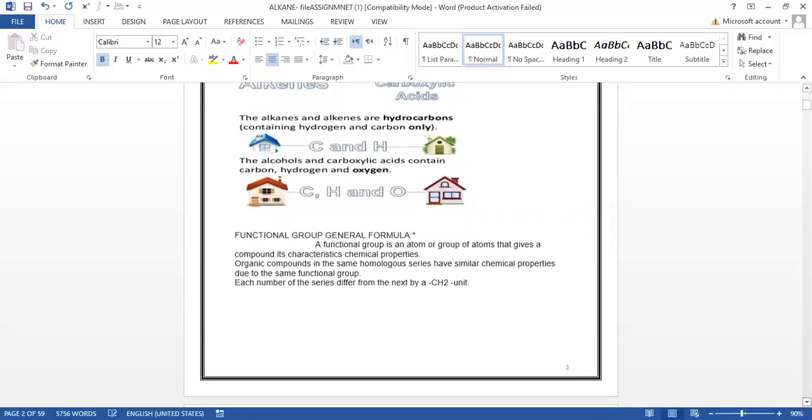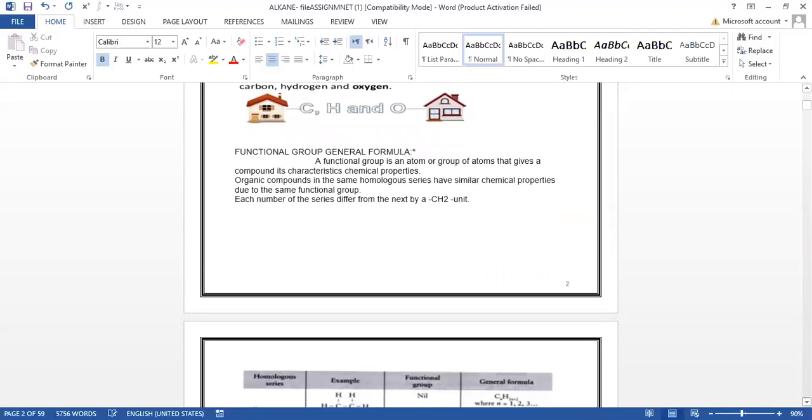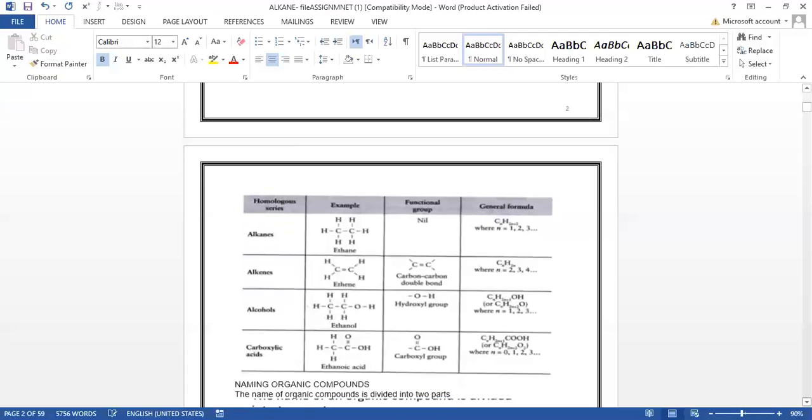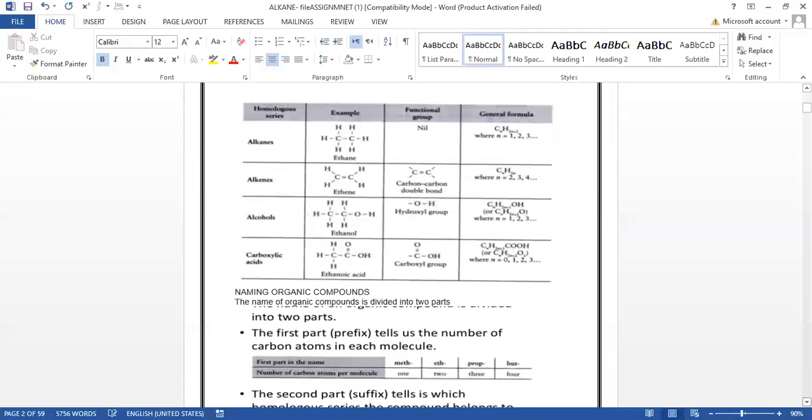Then we should know about the functional group. A functional group is basically an atom or a group of atoms that imparts its characteristics when it is combined with a particular compound. Alkane is an example of a homologous series. This is alkane and this is the example, ethane. There is no functional group in alkane because the single bond is not considered a functional group. This is the general formula of alkane. This is the alkene, with its example and functional group. Similarly, we have alcohols and carboxylic acids.